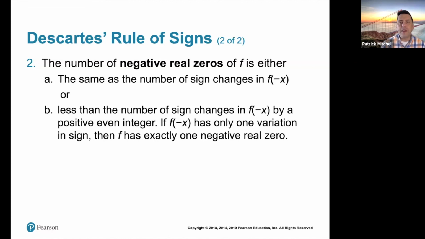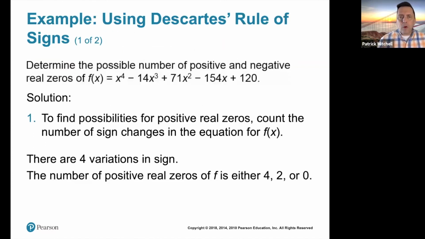So again, the number of negative real zeros of f is either the same as the number of sign changes in the polynomial f(-x), or it's less than the number of sign changes in f(-x) by a positive even integer. And again, if f(-x) has only one variation in sign, then f must have exactly one negative real zero. All right, so let's see how that works.